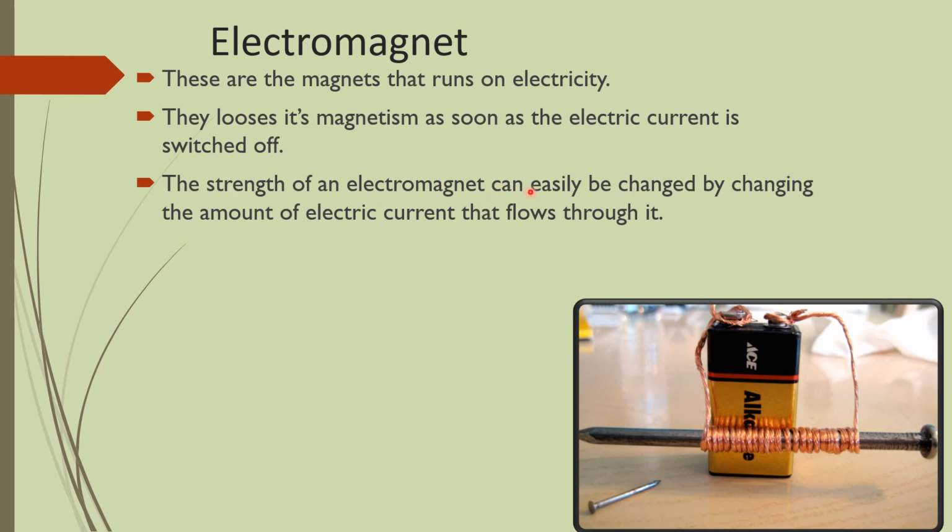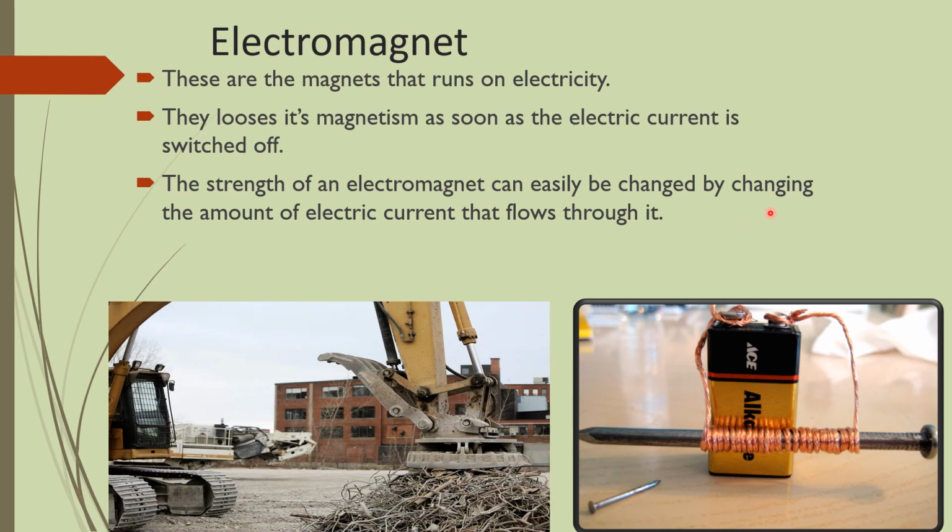The strength of an electromagnet can easily be changed by changing the amount of electric current that flows through it. Electromagnets are used in cranes also. These are used in junkyards to remove all kinds of metal from the junk. Electric current is passed through it and it behaves like an electromagnet. If you want less strength, pass less electric current, and if you want more strength, you have to pass a large amount of electric current.